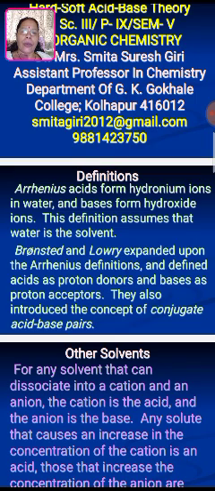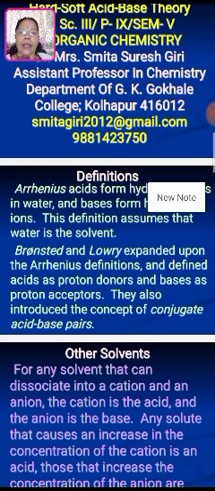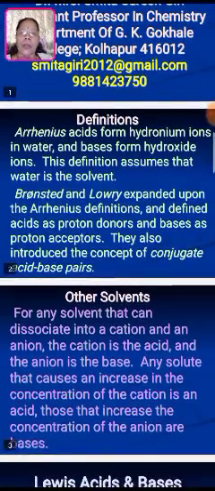Arrhenius, the scientist, suggested that acids form hydronium ions in water and bases form hydroxide ions in water. This definition assumes that water is the solvent, whereas Bronsted and Lowry expanded upon the Arrhenius definitions and defined acids as proton donors and bases as proton acceptors. They also introduced the concept of conjugate acid-base pairs.